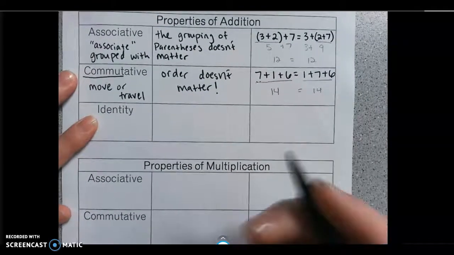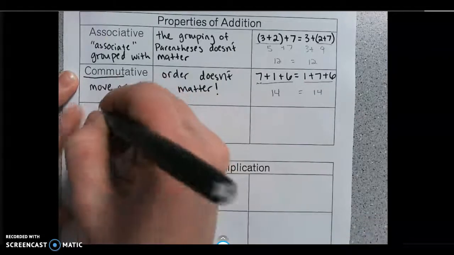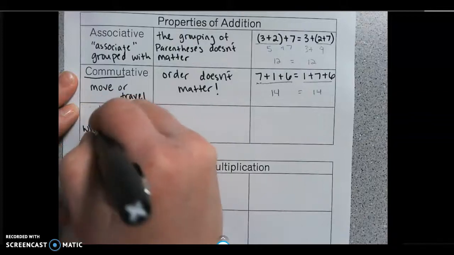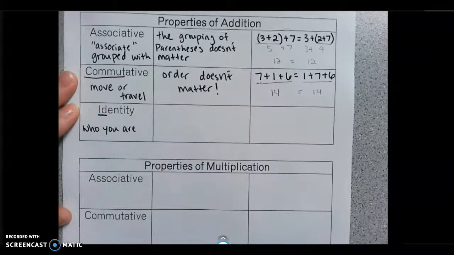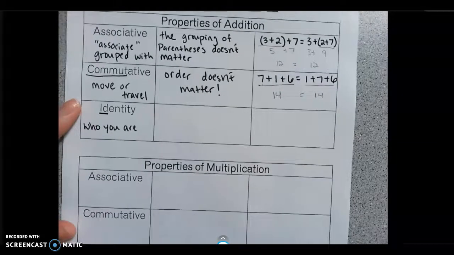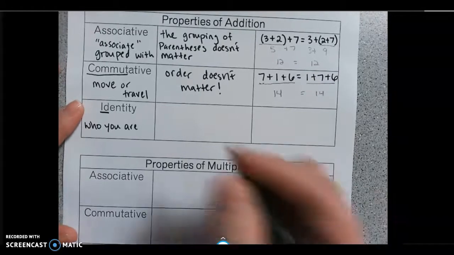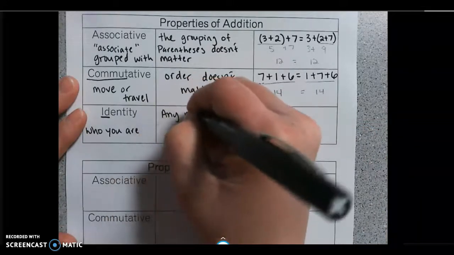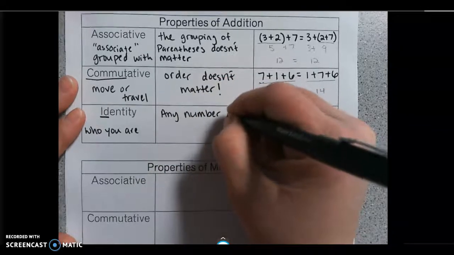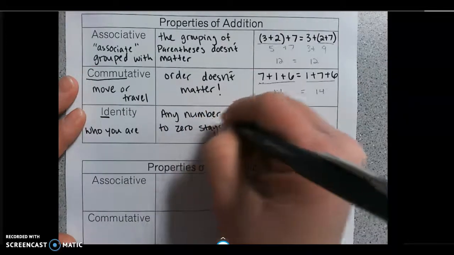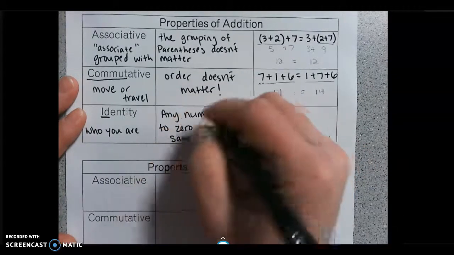Okay, identity is the last one, and I think identity is the easiest one. Identity, ID. The identity means who you are, basically. If you think of your ID that you have on your chest with your lanyard, that is who you are. It has your picture on it. So the identity property of addition means that any number added to 0 stays the same number.